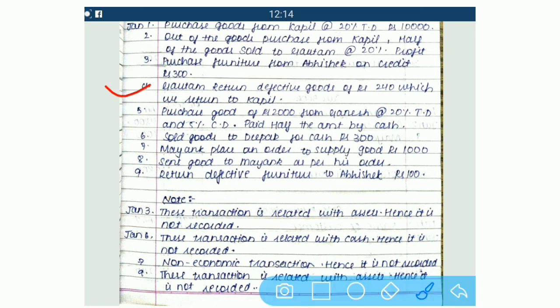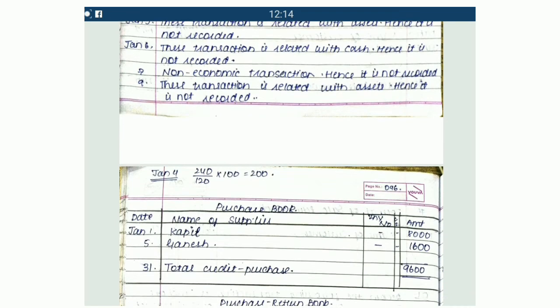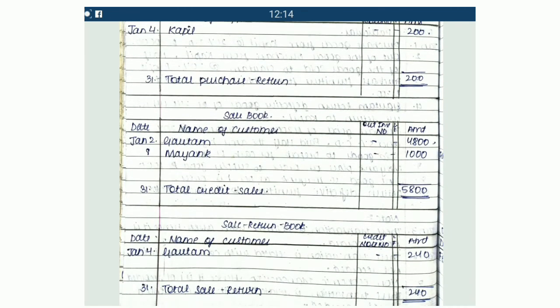Number 4, Gautam returned defective goods of rupees 240 which we returned to Kapil. Now see, Gautam returned us the defective goods worth rupees 240. We have sold goods to Gautam with profit. That means we are going to keep these goods with us as they are. So this is our sales return.